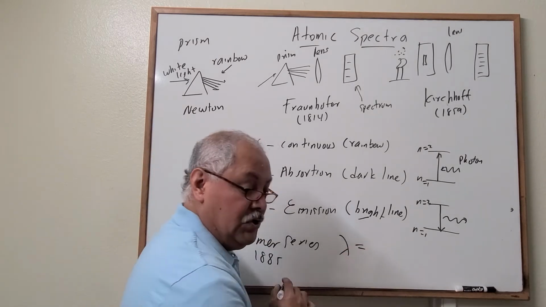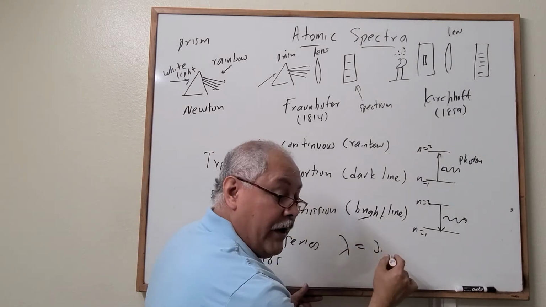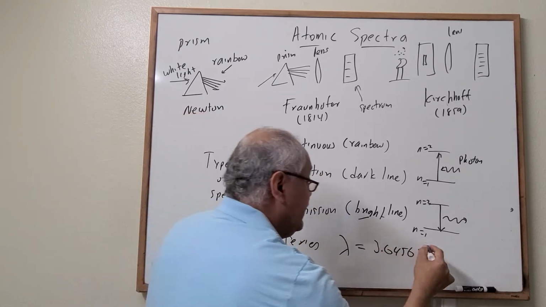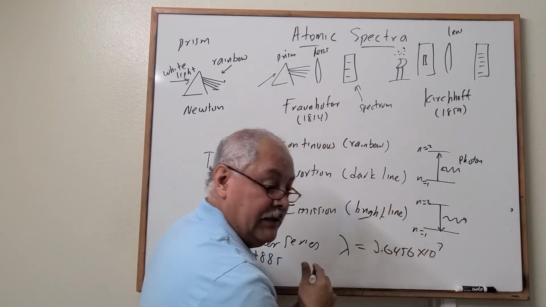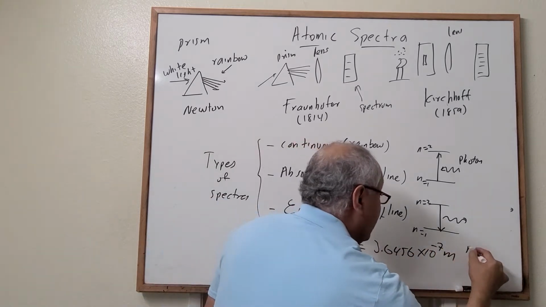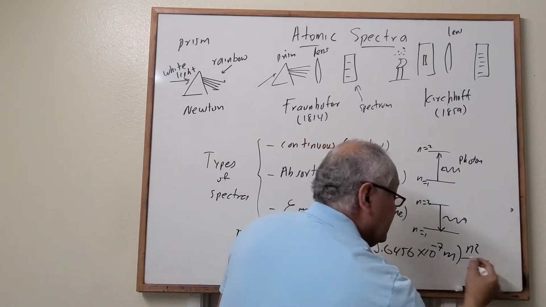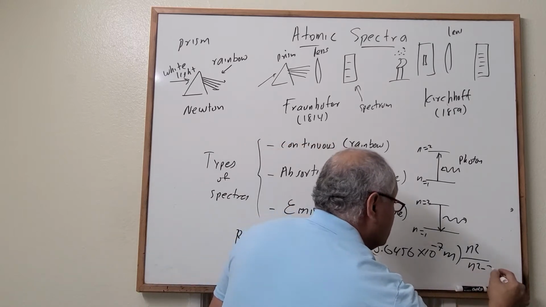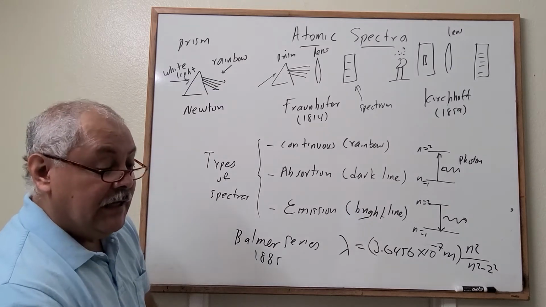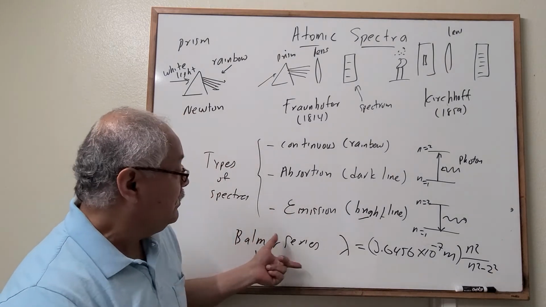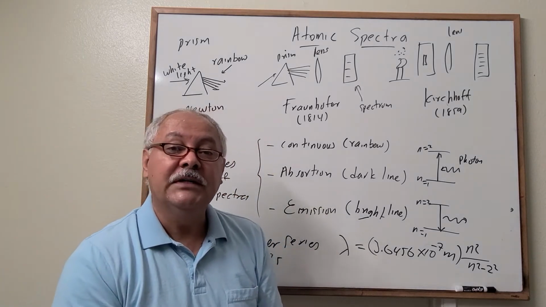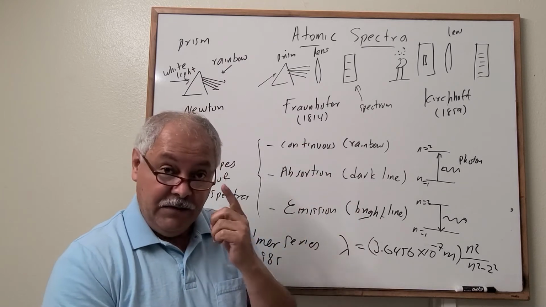This is equals to the wavelength is 3.6456 times 10 to the negative 7 meters, correct? N squared, this is a constant, divided by n squared minus 2 squared, correct? Perfect. This is for the hydrogen atom in the visible, of course. Later, another series were discovered in the ultraviolet and in the infrared.